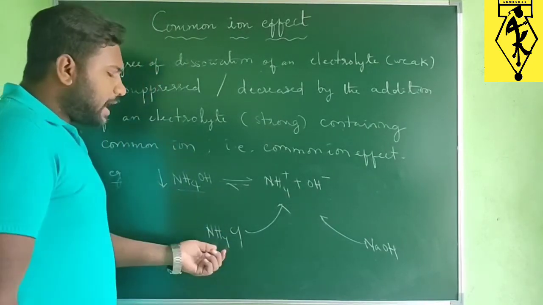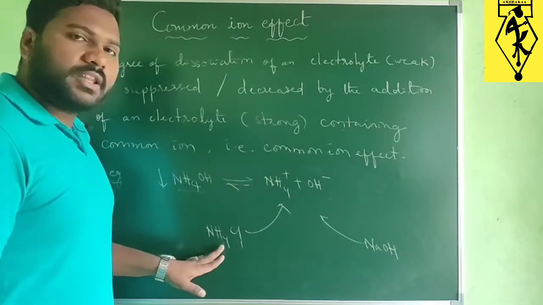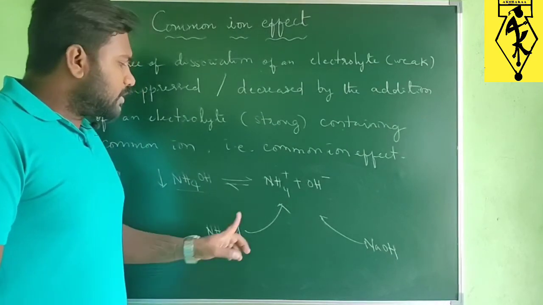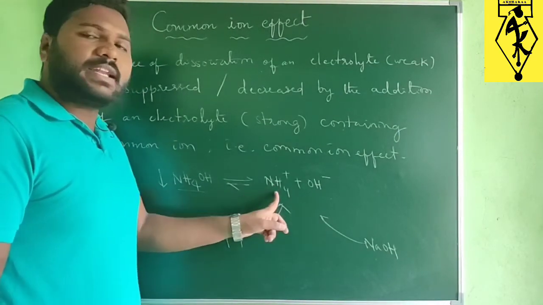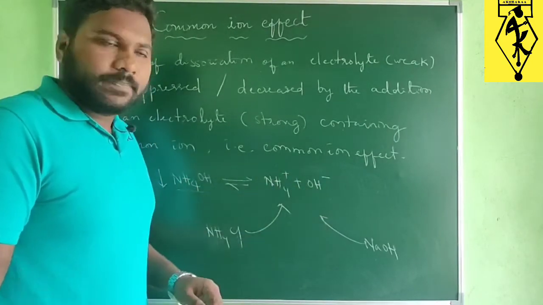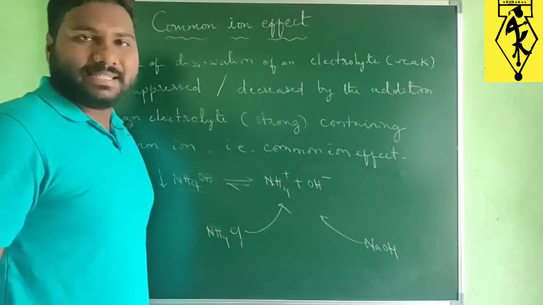What will happen if we add NH4Cl to this solution? This NH4Cl is going to dissociate further into ammonium ion and Cl minus ion. So the concentration of NH4 plus ion is going to increase, and the OH minus ion concentration is going to decrease. This will cause the dissociation of ammonium hydroxide to decrease.